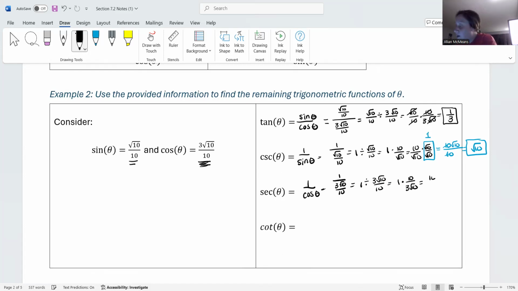Now, what we have here is 10 over 3 root 10. We need to rationalize, so that means I need to multiply top and bottom by root 10. So let's see, I get 10 root 10 over 3 times 10. Square root of 10 times square root of 10 is just 10. So the 10s cancel, and I'm left with root 10 over 3.